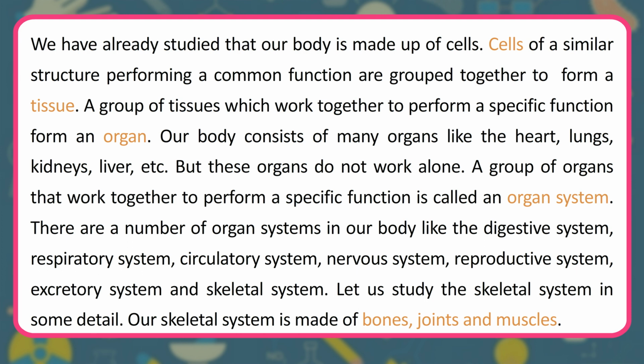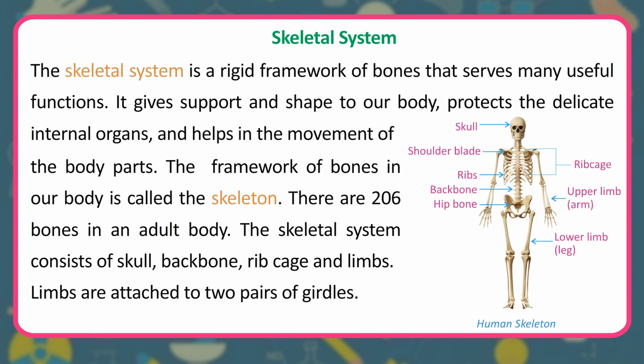Let us study the skeletal system in some detail. Our skeletal system is made of bones, joints and muscles. The skeletal system is a rigid framework of bones that serves many useful functions. It gives support and shape to our body, protects the delicate internal organs, and helps in the movement of the body parts. The framework of bones in our body is called the skeleton.